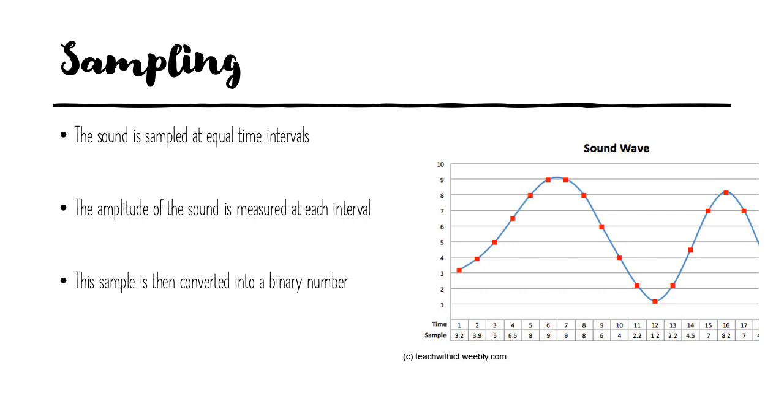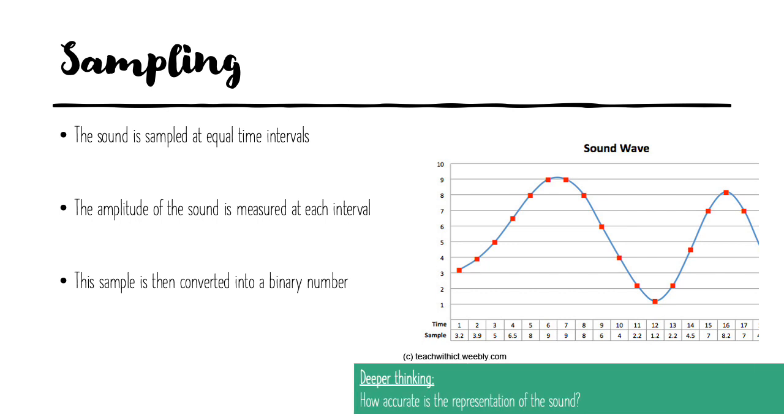So to recap, how does the computer store sound? The sound is sampled at regular intervals, the amplitude of each sound sample is measured, and then this value can be converted into a binary number. Just to pause here to do some deeper thinking, how accurate is the sound that's being represented if we are sampling it? We'll discuss this on the next slide.